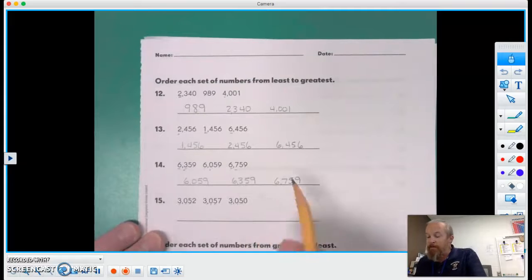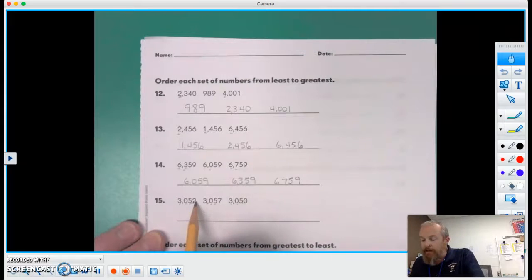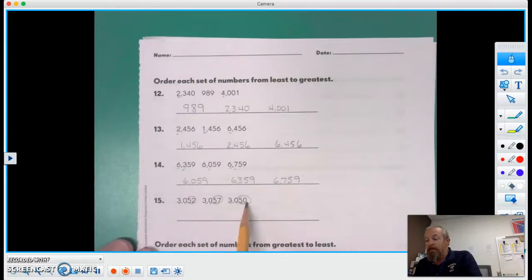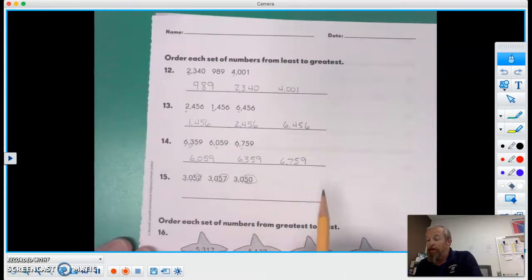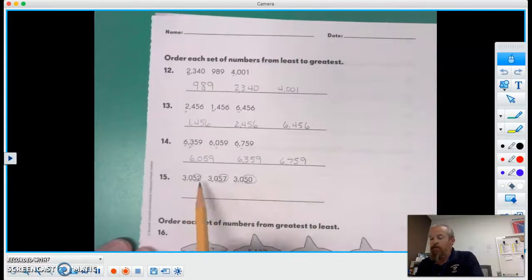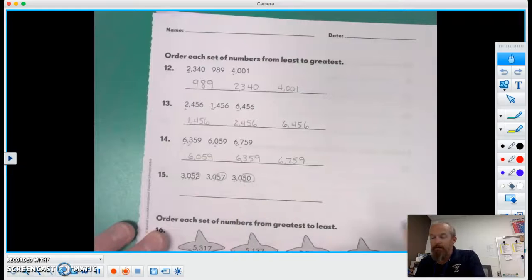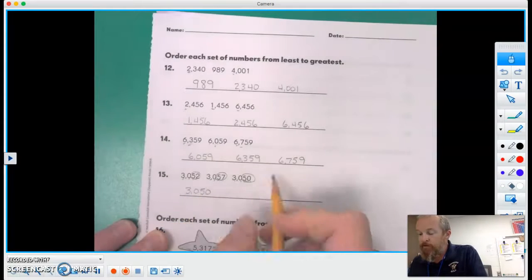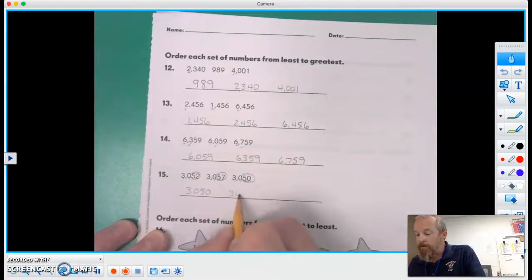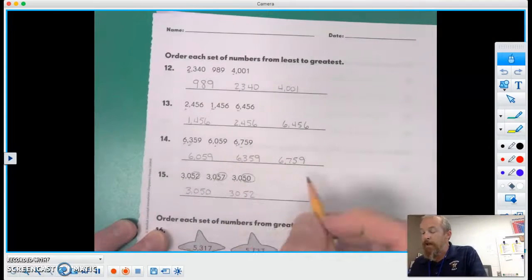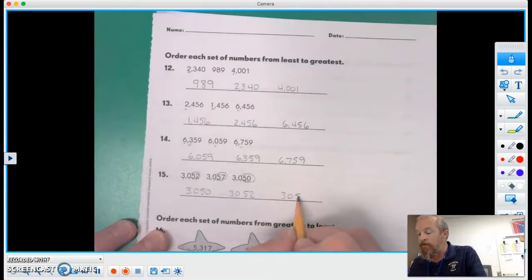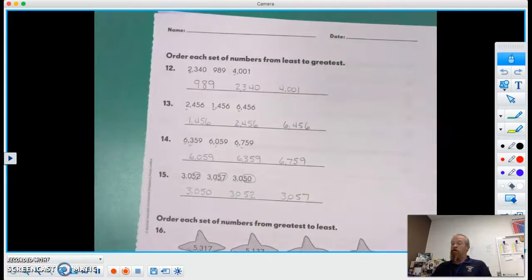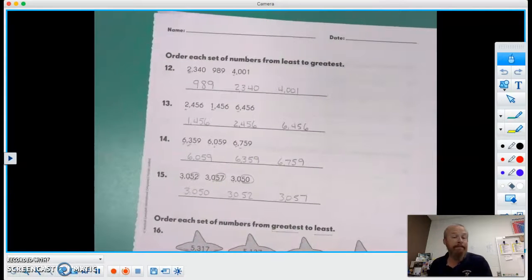So the smallest number, we're going to look at it. Let's still look at it like this. We could just completely go down to just the ones column here, couldn't we? But let's look at 50, 57, 52. Well, 0 is the smallest, so 50 would be the smallest. And then we have 3,052, and finally 3,057.